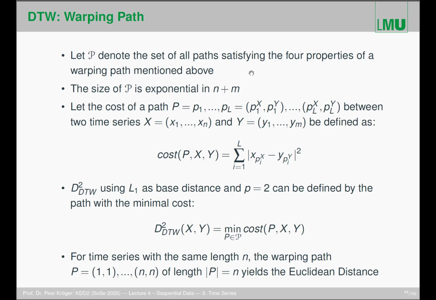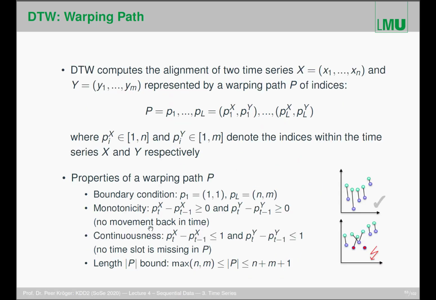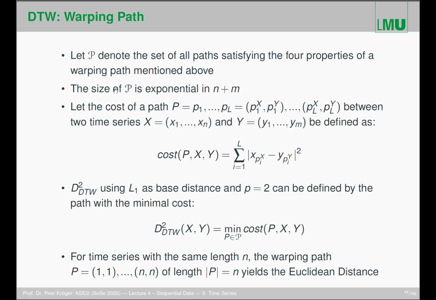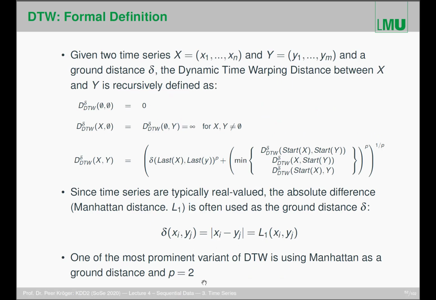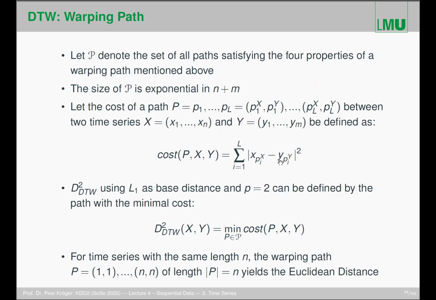Well, let P denote the set of all warping paths that satisfy those 4 properties. The size of the set is exponential in n plus m, like we know it from the edit distance before. And now let the cost of the path between 2 time series be defined, where the ground distance is L1, and then we take the power of 2, so the whole thing is squared. So let the cost of the path be the squared differences of each time slot that is compared in the warping path.